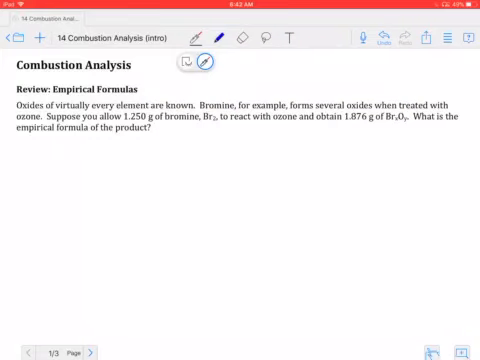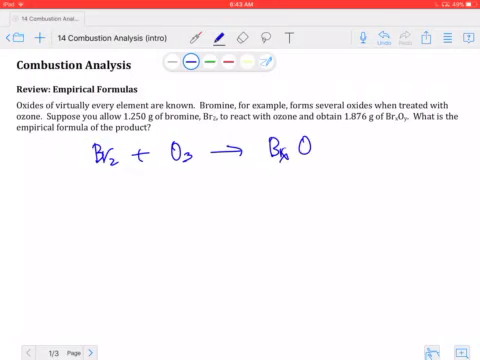So combustion analysis involves empirical formulas. And we do a quick review of an empirical formula problem before we jump into the combustion analysis. So here we have an example that talks about oxides. We're thinking about bromine, and we have some amount of bromine that's going to react with ozone, which is just oxygen O3, and we're going to get some formula that's a combination of the bromine and oxygen. So we're going to have bromine plus ozone give me some bromine oxygen compound.